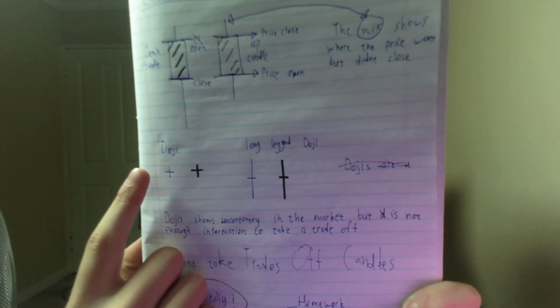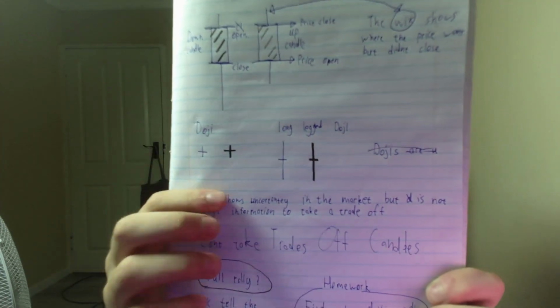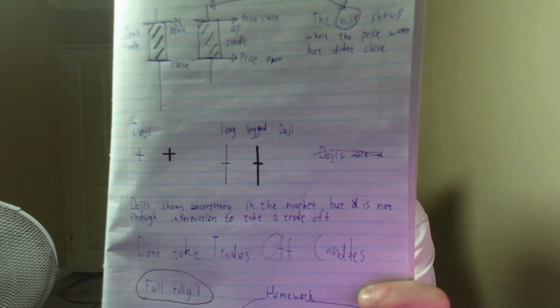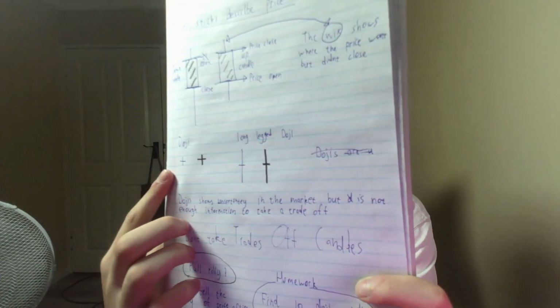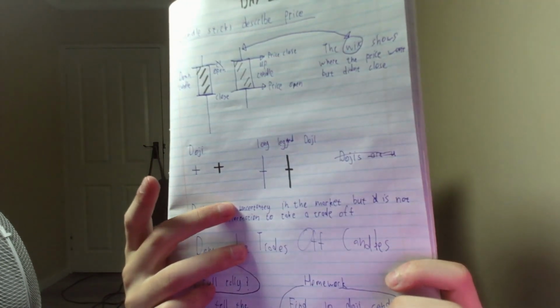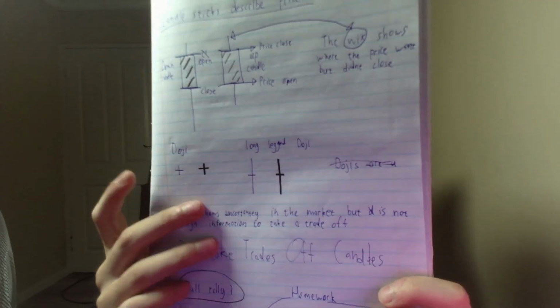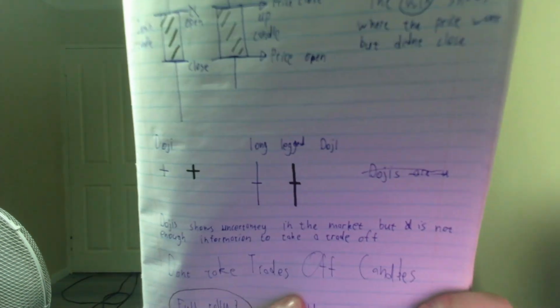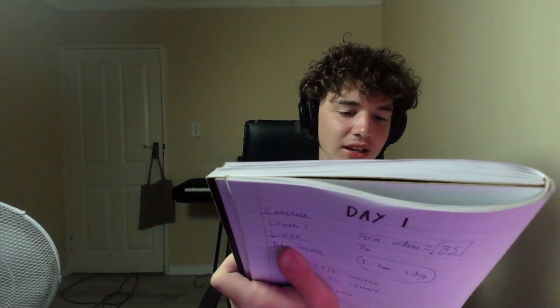I don't have green and red. I only have blue and black. So obviously blue positive, black negative. Doesn't really make much of a difference. Long leg doji, same thing, doesn't really matter. And I was gonna write something here. I don't know. I was gonna write something, and then I said, I'm just gonna read that. I said, doji show uncertainty in the market, but it is not enough information to take a trade off.